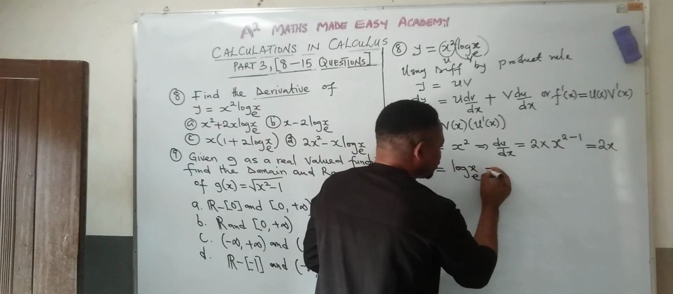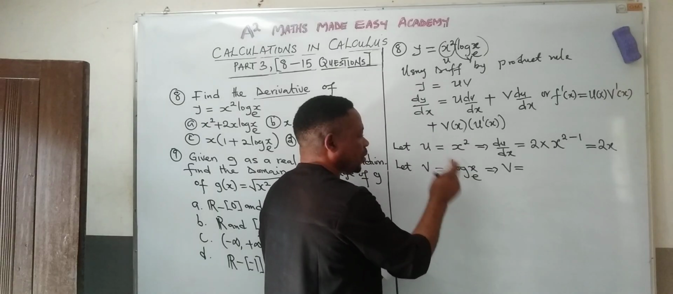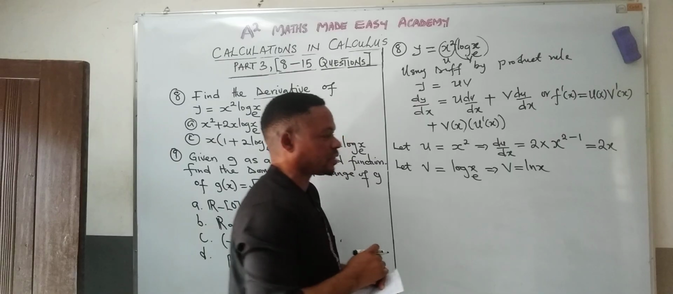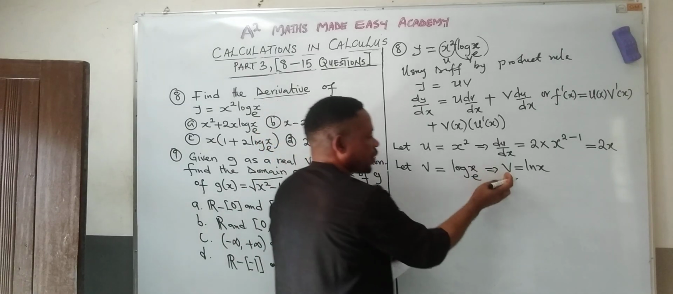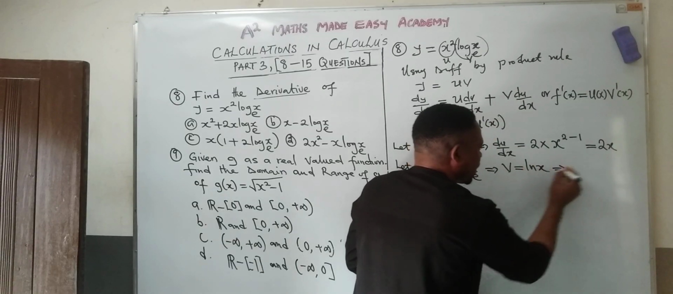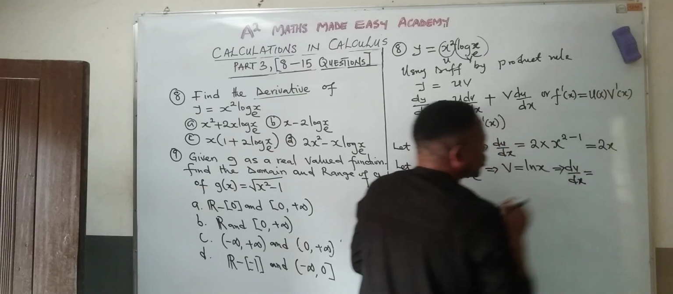Now, before we differentiate this, I want you to get it clear that another way of writing log x exponential is ln x. We call it what? Ln x. Then let's differentiate v with respect to x. What are we going to get here? dv with respect to x will give us dv all over dx.